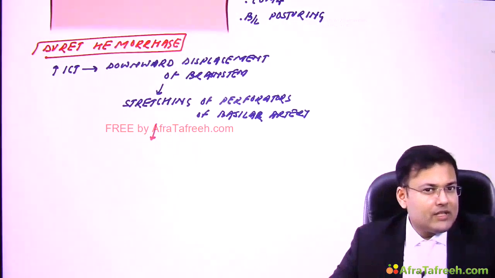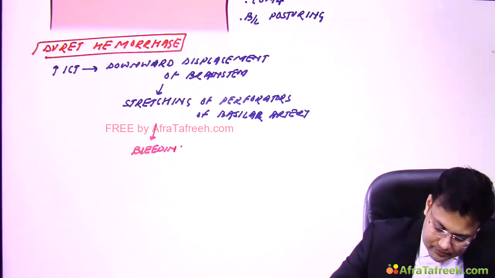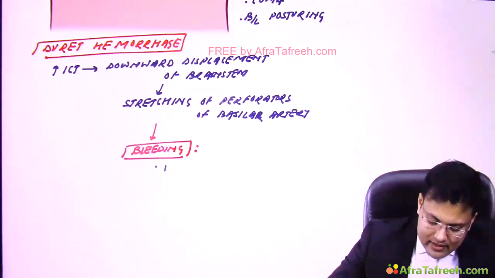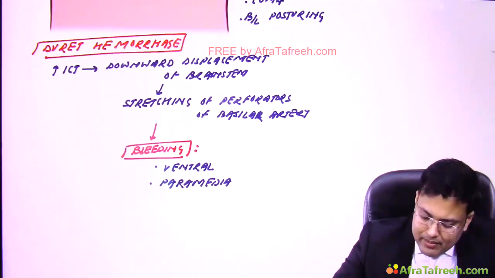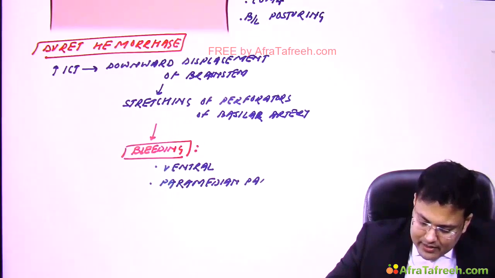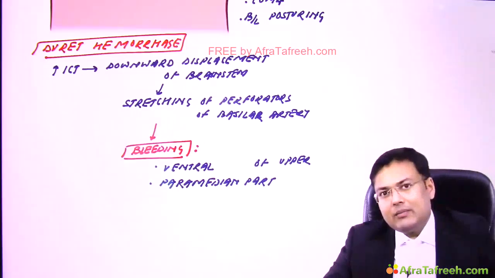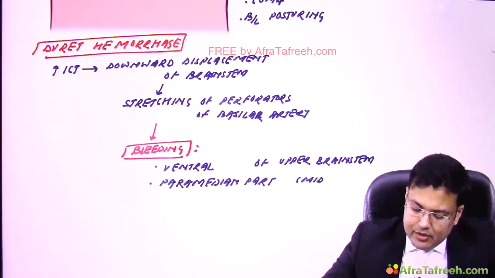And what is the question they are going to ask? What is the most common site of bleeding? Generally there are small areas of bleeding. Where exactly? In the ventral and paramedian part of the upper brainstem, which includes midbrain and pons.